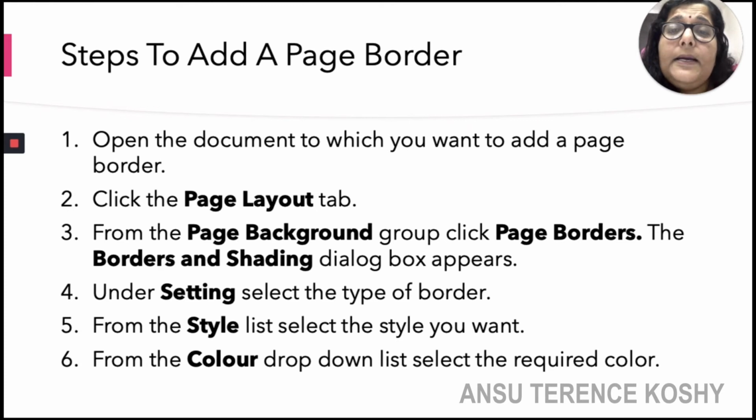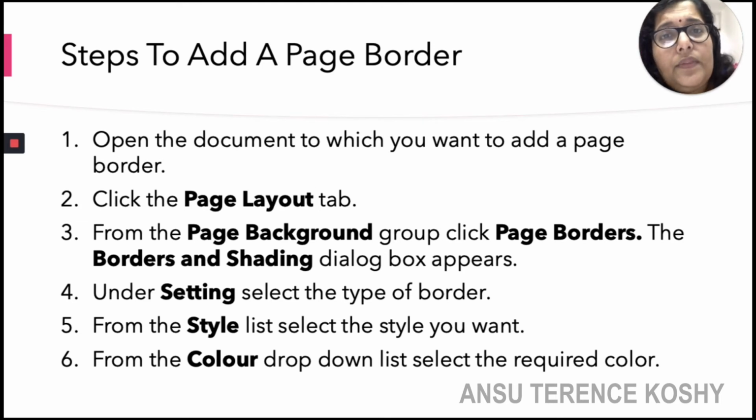Steps to add a page border. What are the different steps involved in applying a page border? Open the document to which you want to add a page border. The first thing is you have to open your document or your text where it needs to be edited.